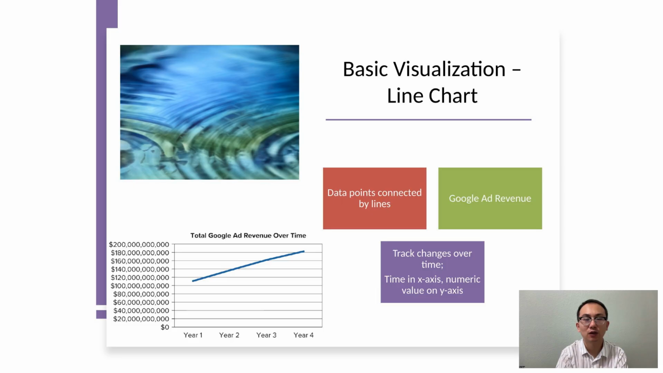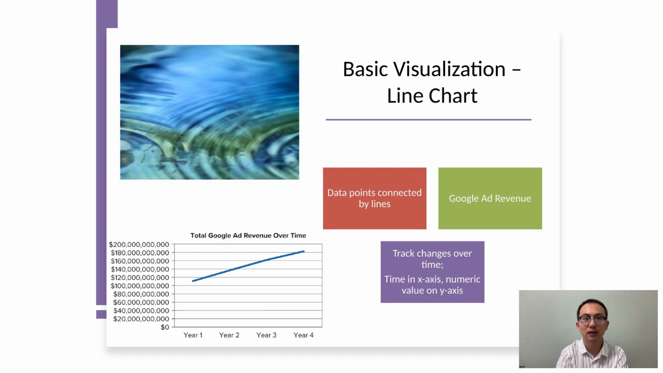A line chart displays data points connected by straight lines. On the x-axis, that's the horizontal line, you usually place time, years, months, days, or even hours. On the y-axis, the vertical line, you place a numeric value like revenue, number of users, or temperature.